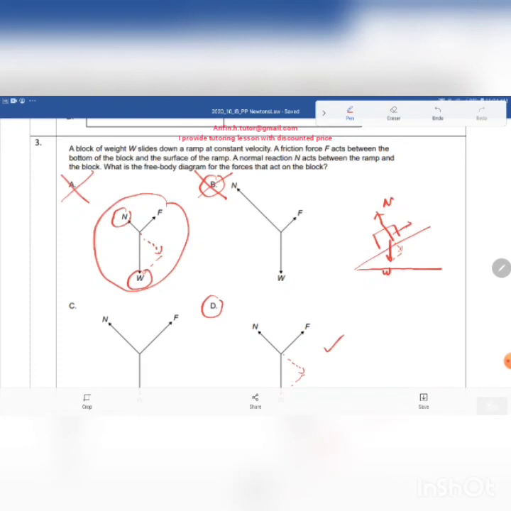Okay, I think that is enough for today. That is only a glimpse of our discussion about Newton's law.